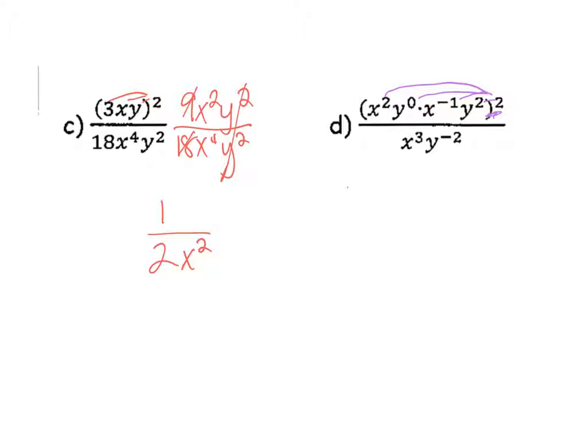Okay, what'd you guys get on top? It shouldn't be too hard. X to the 4th, y to the 0, which is 1, x to the -2nd, and y to the 4th. Sweet. On the bottom, x to the 3rd, and it's still y to the -3rd. I'm going to leave it down there. Now I'm going to put together my x's.